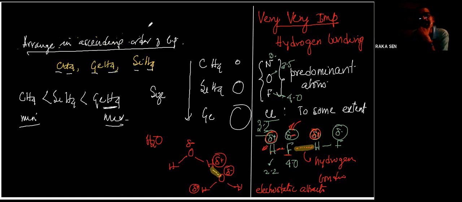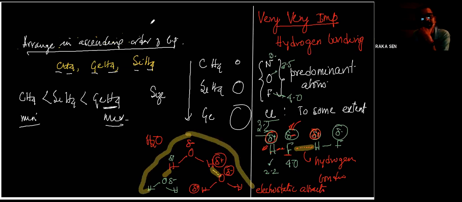Similarly, you can have another molecule out here. You have got O, you have got H, you have got H. This is also delta negative, this is also delta positive. So out here also there will be substantial hydrogen bonding. That means what hydrogen bonding does is it makes an associated structure.